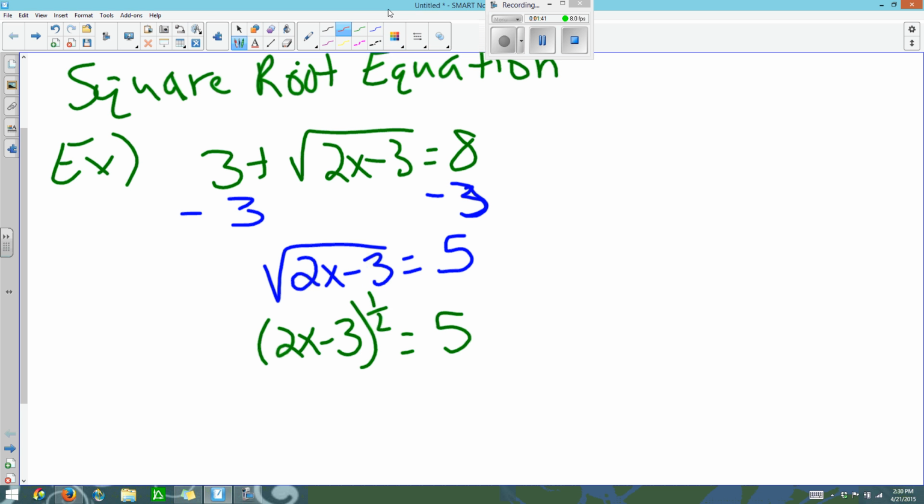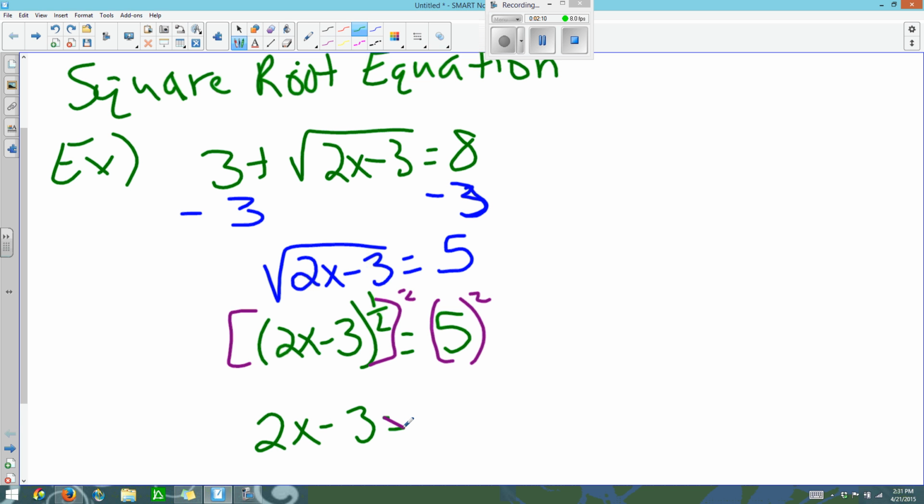So, what this chapter entails is to raise both sides by the reciprocal of the exponent given. So the reciprocal of 1/2 is 2. So in this case, I'm going to square both sides. So the square and the 1/2 will cancel each other out.